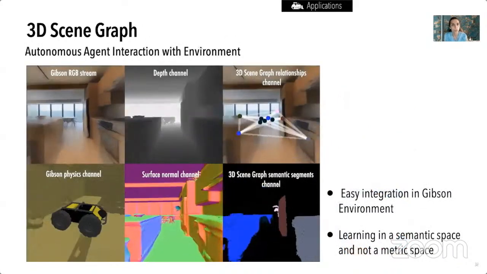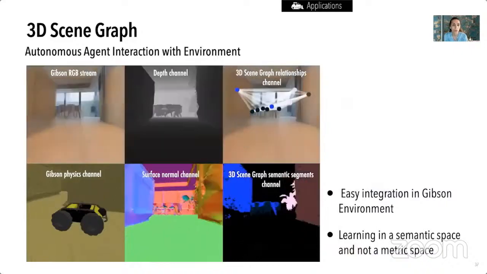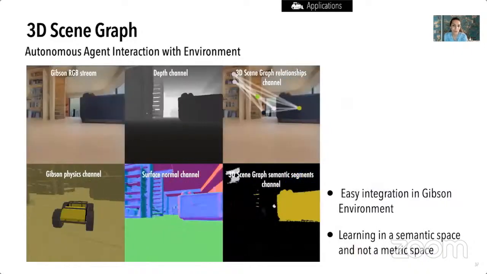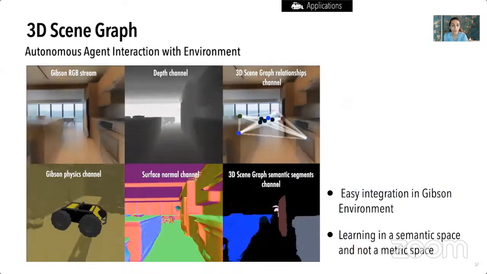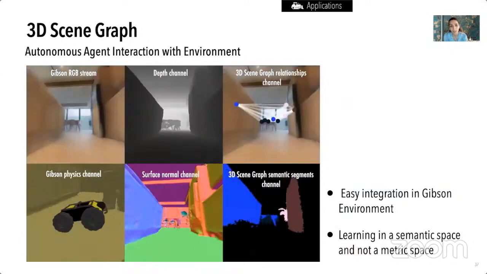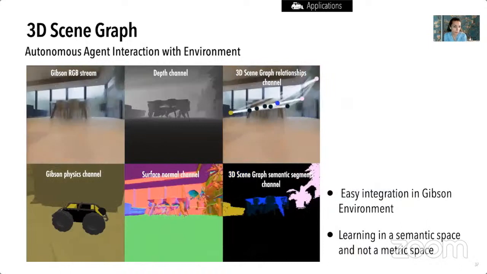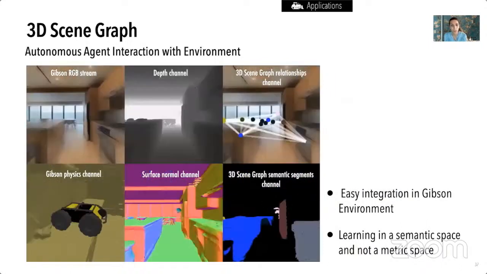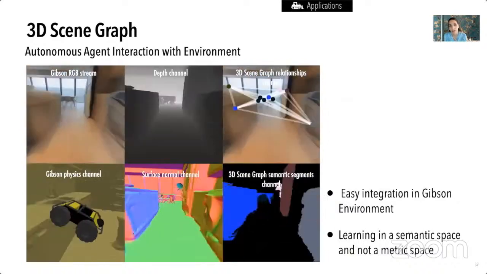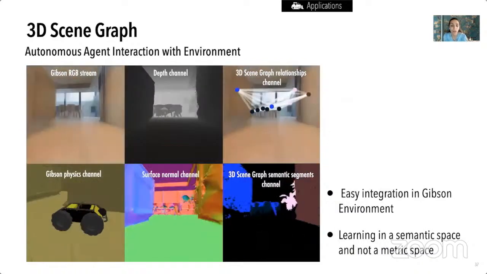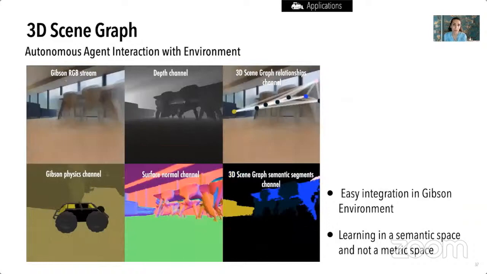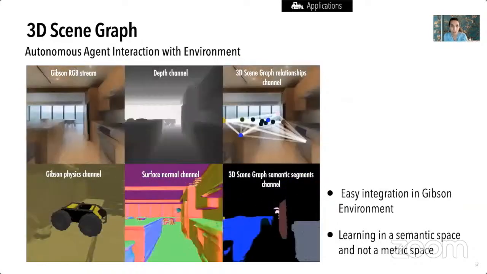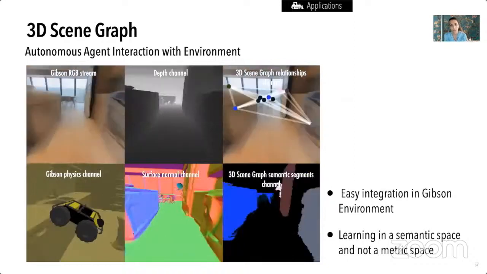And since we wanted to use the Gibson database, it would make sense to actually use this 3D scene graph within the Gibson environment. And this is actually another motivation for us to create this work, because one can now train autonomous agents that interact with the environments that exist in the Gibson database, but not in the metric space, but in a more abstract semantic space.